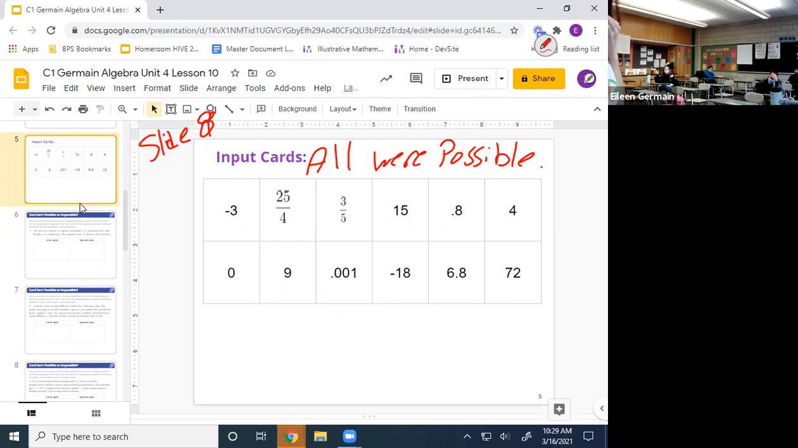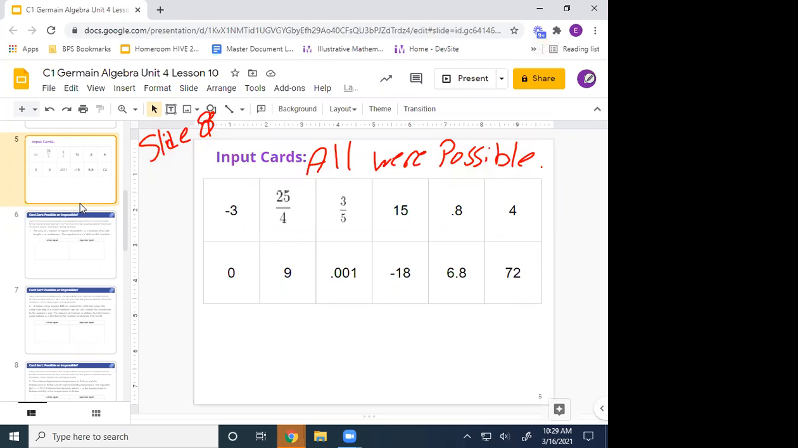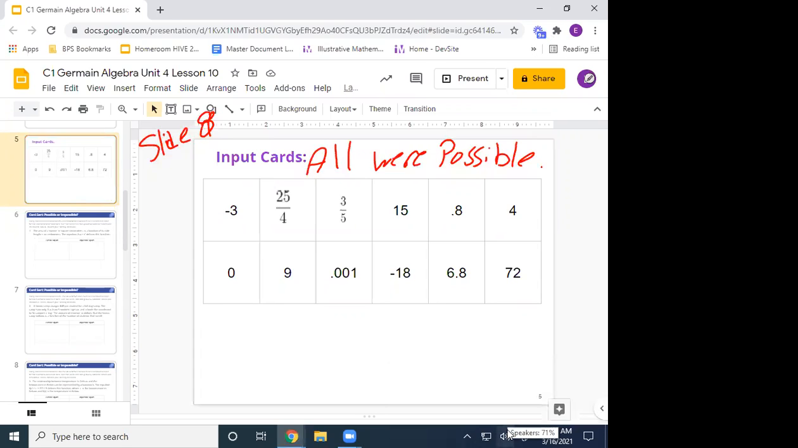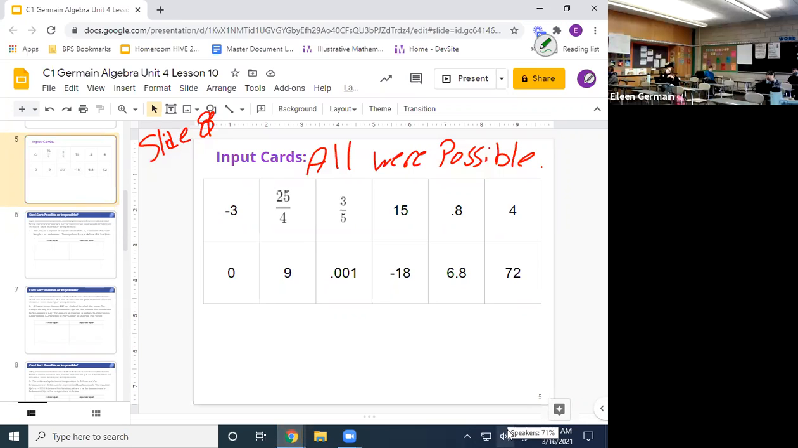Ian, what are you thinking here? Why don't you unmute, Ian, and let us know what you're thinking here. I was just saying I don't think that they all work, because usually temperature isn't measured in decimals or fractions. So temperature isn't usually measured in fractions. I'll give you that much.